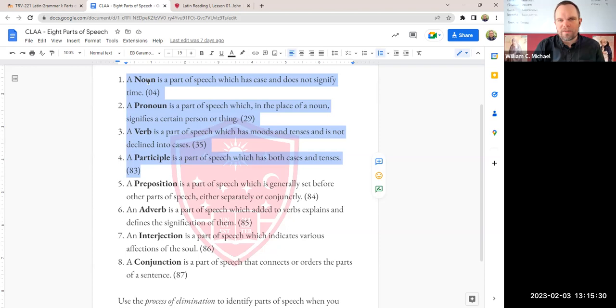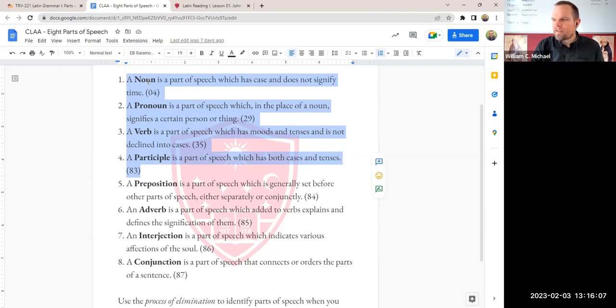But that's not what the definition means, all right? It's funny that the first word we look at is a name of time, a time when, but it doesn't signify time. What that definition means for a noun is that the different forms of the word signify times. If you think about the word sum, it means I am, it's present. The word eram, it means I was, it's past. The different forms signify different times.